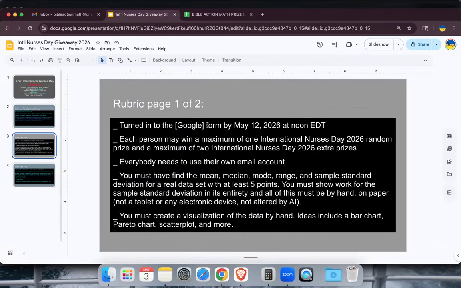We need to turn it into the Google form by May 12, 2026 at noon Eastern. You must find the mean, median, mode, range, and sample standard deviation for a real data set with at least 5 points. You must show work for the sample standard deviation in its entirety, and all of this must be by hand on paper, not a tablet or electronic device, not altered by AI.